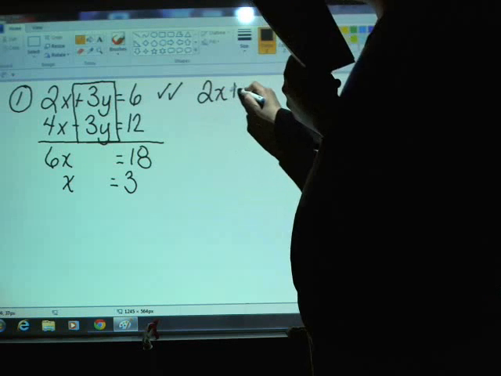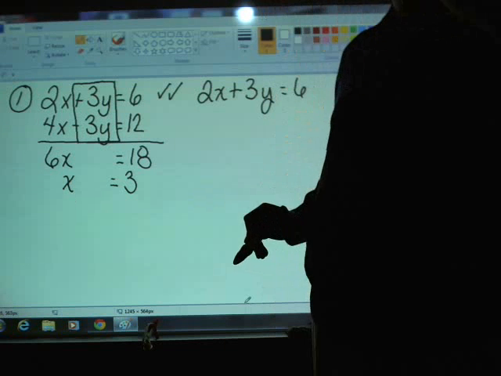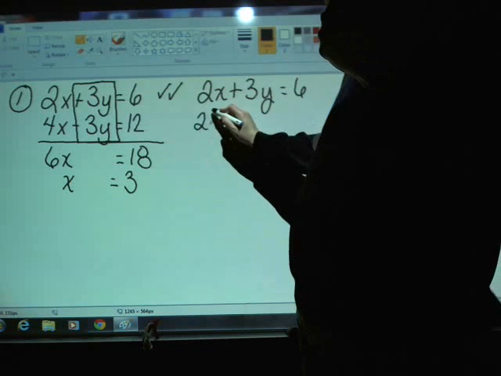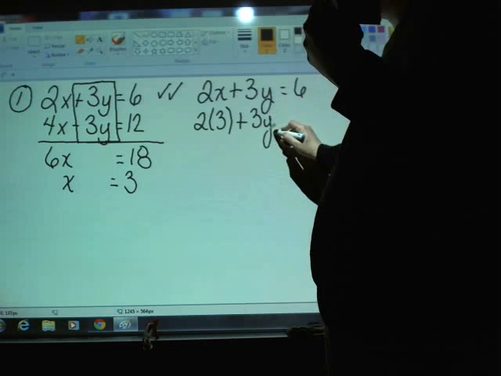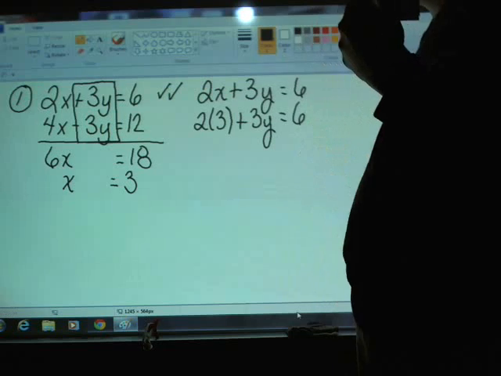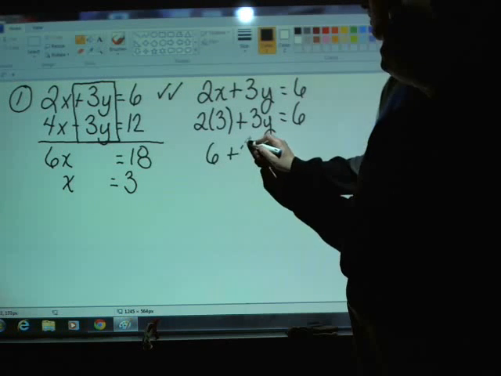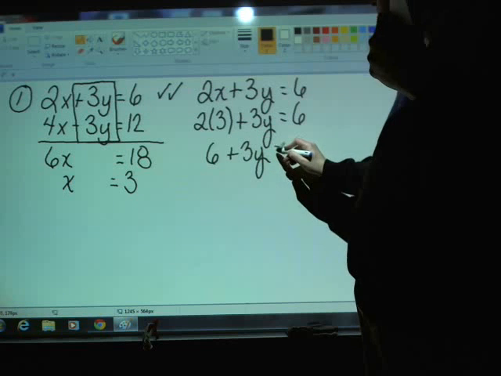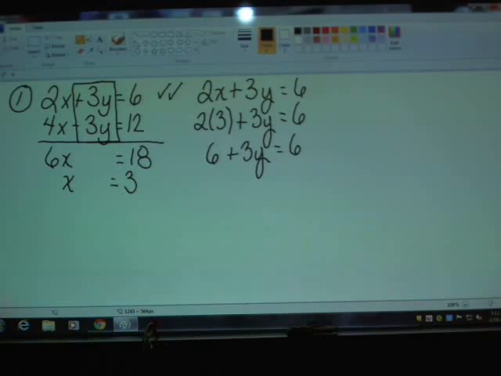2x plus 3y equals 6, but we now know that x is 3, so I'm going to change x into 3. So this is 2 times 3 plus 3 times y equal to 6. Well, that's the same as 6 plus 3y equal to 6. Well, now it's just solving an equation for y.